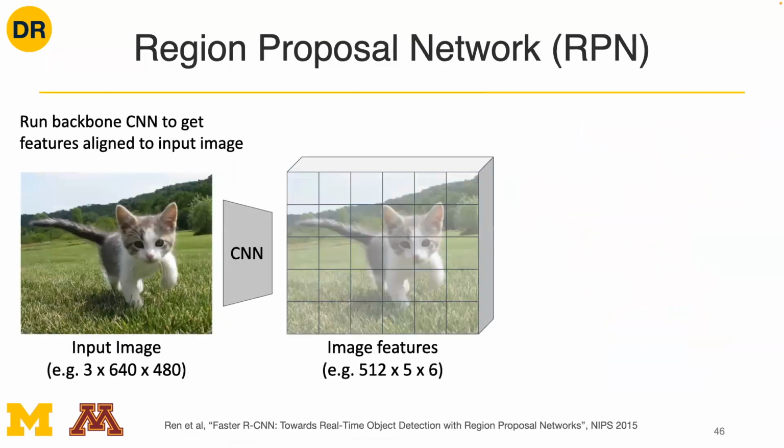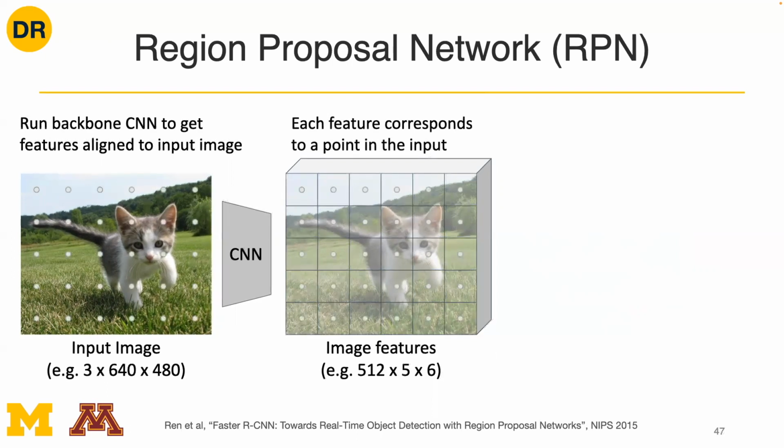Okay, so what does this region proposal network in faster RCNN look like? Once again, the original setup is the same. We have some input image, and it gets passed through some convolutional neural network backbone to extract features. In this case, let's say that our CNN gives us 512 channels of features that are 5 by 6 in the spatial dimensions. So in this case, it's 5 pixels of height and 6 pixels in the width of the feature map.